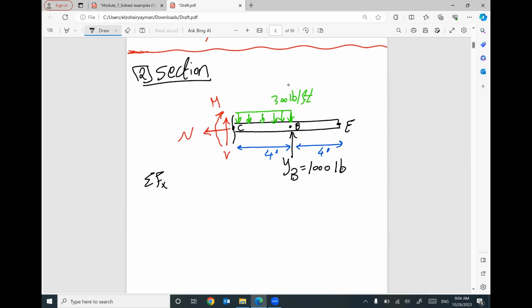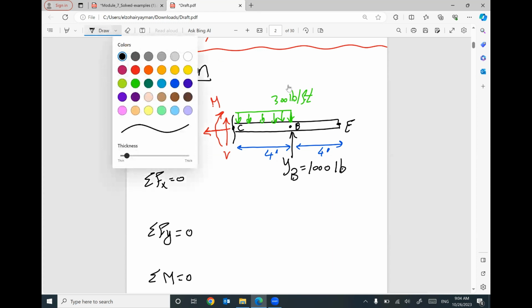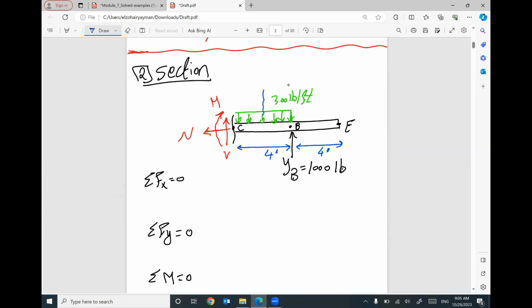Summation f of x equals 0. Summation f of y equals 0. Summation moment at any point equals 0. But before starting to do this, we have a little bit of the distributed load, so I will do a new equivalent based on this part only. So 300 times 4 will be 1200 pound. And this distance will be 2 feet, and this distance will be 2 feet.